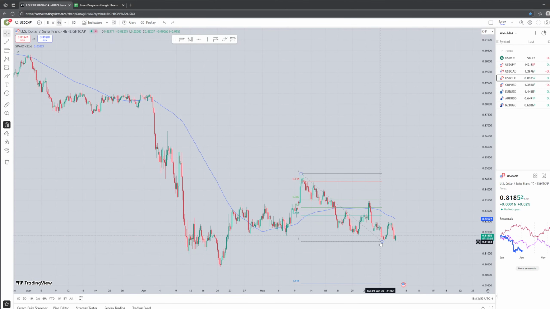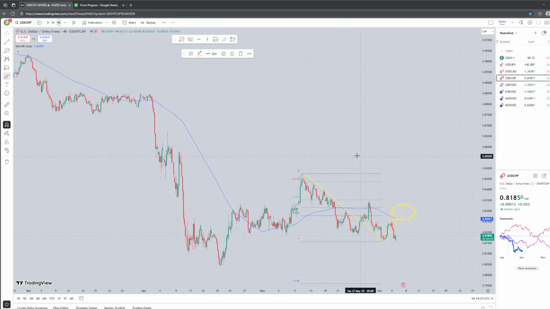Okay, USD Swiss franc, again the same story. So we have the market behaving consistently below the blue moving average line. Trend is down. USD is getting weak against the Swiss franc. So we have the original down leg like this. If the market retraces into the 50% retracement zone here, that would be a really wonderful opportunity to sell USD.